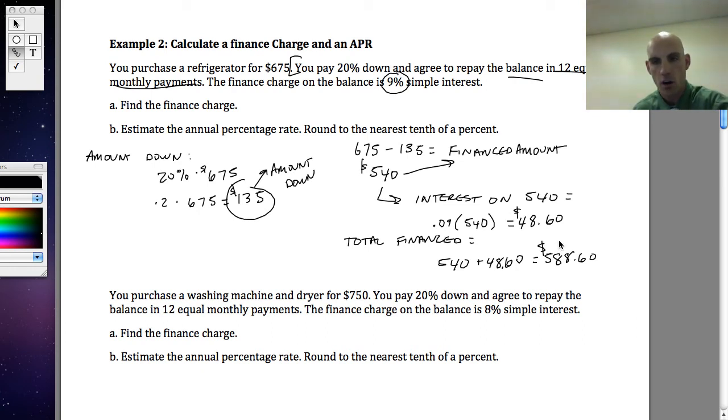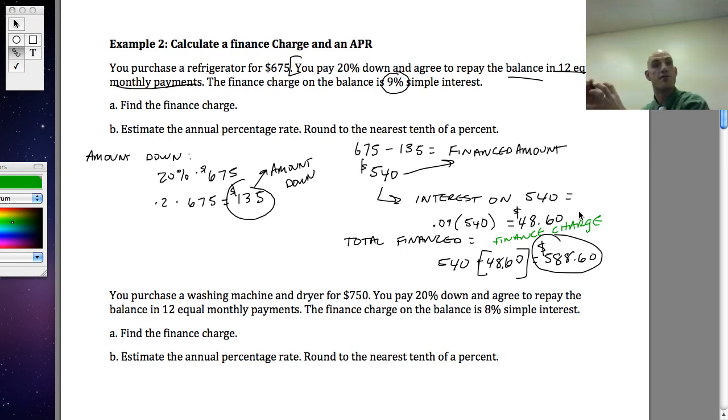What I'm paying over the whole time is what I'm going to pay for that refrigerator in those 12 monthly installments. The finance charge is going to be this $48.60. Okay, so that's my finance charge. I'll put that in green, because the finance charge is what they're going to charge you to finance it. Financing means the ability to pay it in increments over time. So that's my finance charge.